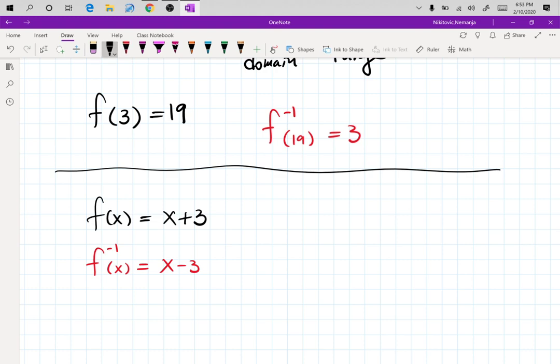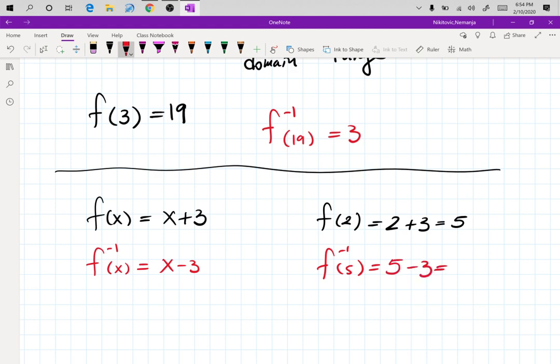So now let's check this. Give me an x value. 2. How much is 2 plus 3? 5. Now, how much is f inverse of 5? 5 minus 3, which is 2, which is where we started. Oh yeah, they're inverses. Because this is the property of an inverse. Whatever the function calculated, the inverse is going to undo it.